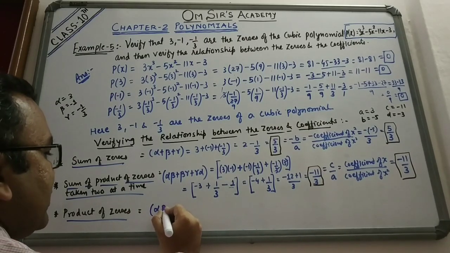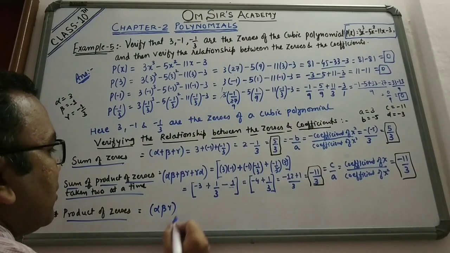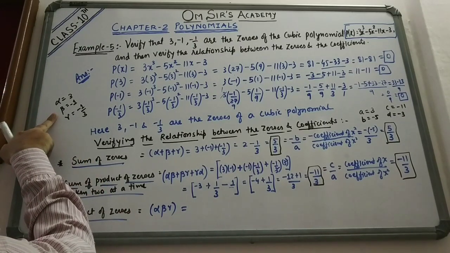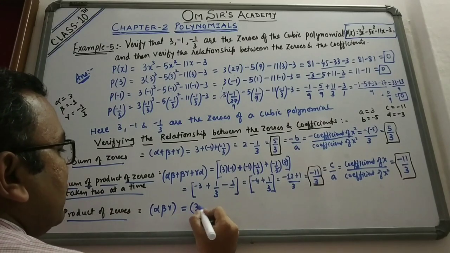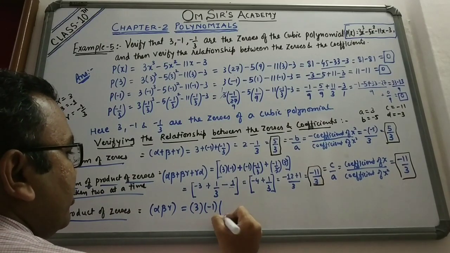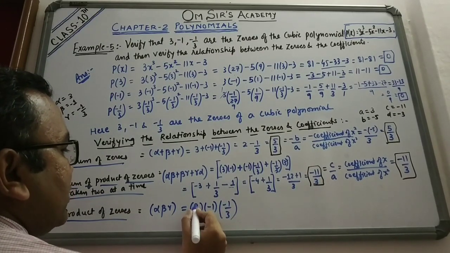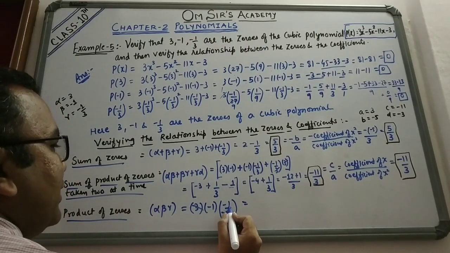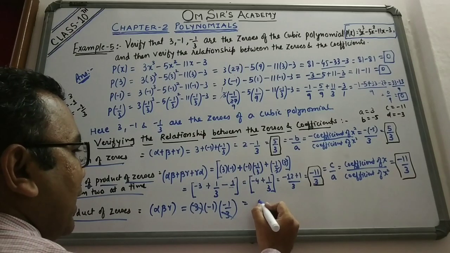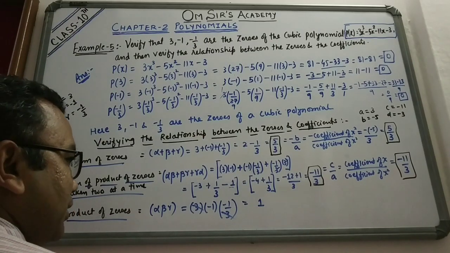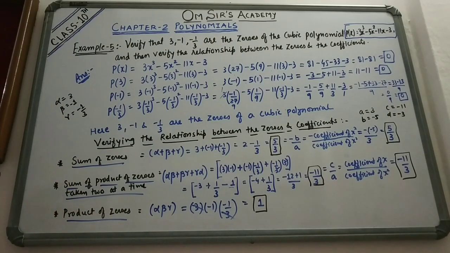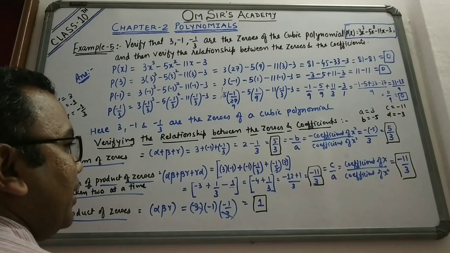Now come to the third point, that is product of zeros. So the product of zeros is alpha into beta into gamma. So I have to multiply all these three zeros. So what is alpha? 3 into minus 1 into minus 1 upon 3. So these 3 will get cancelled. Okay, and minus 1 into minus 1 will become plus 1. So the answer to this will be what? Plus 1. So this is your answer. If you multiply all three zeros, you will get 1.